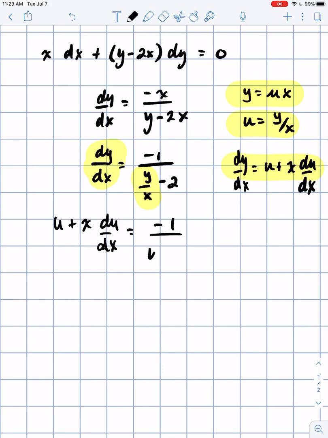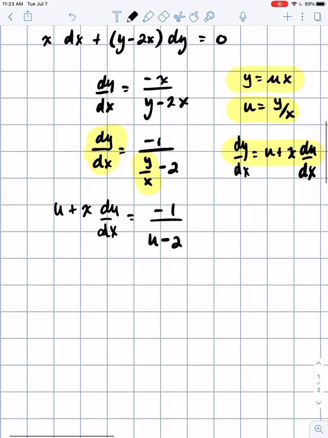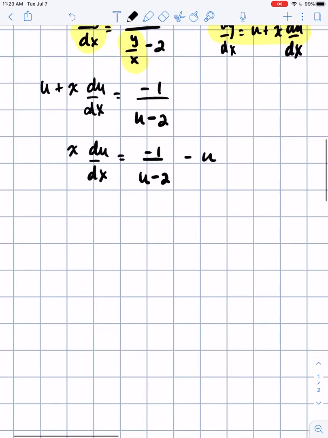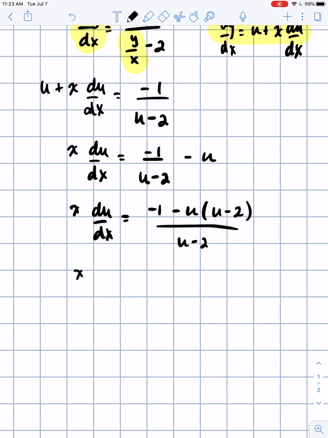So I have -1 over u minus 2. And now let's solve. So I'm going to subtract u from both sides. Okay, and here you could see that this is going to be a common denominator, right? So du over dx equals -1 minus u times u minus 2 over u minus 2. And we would get -u squared plus 2u all over u minus 2, like this.